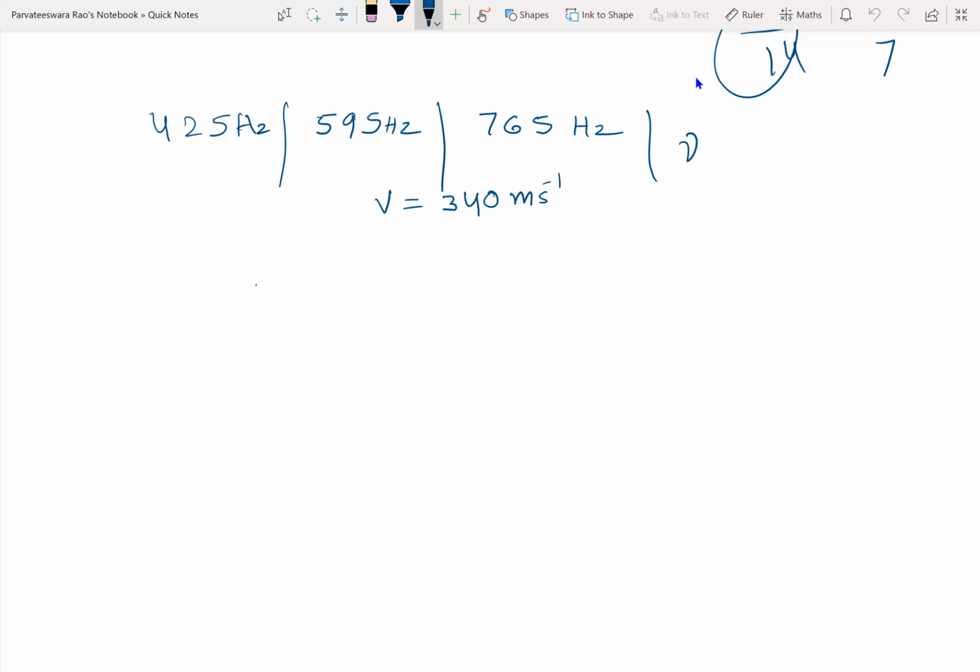So you try to get the ratio of these numbers: 425, 595, 765. If they are in odd number ratio, it is one end closed. If it is a natural number ratio, it is open.